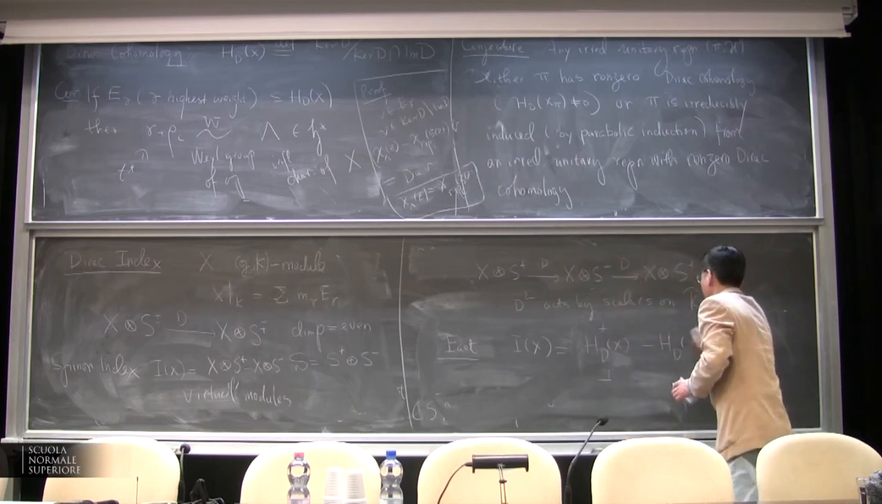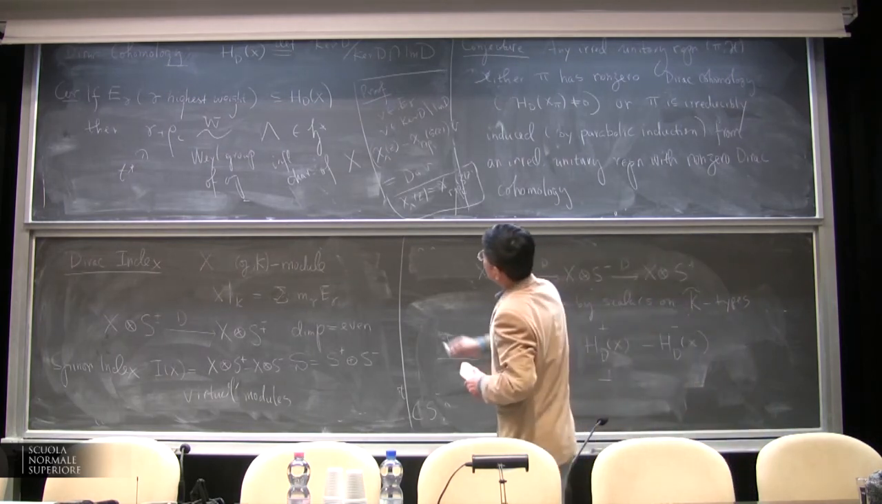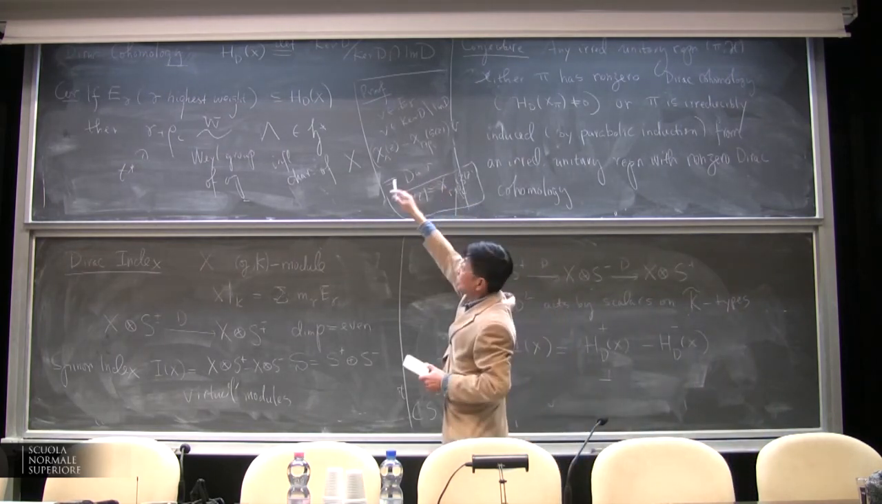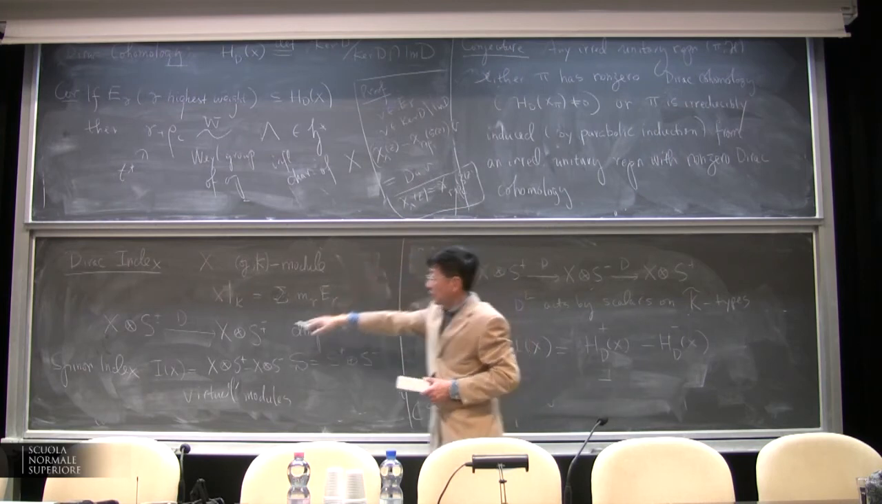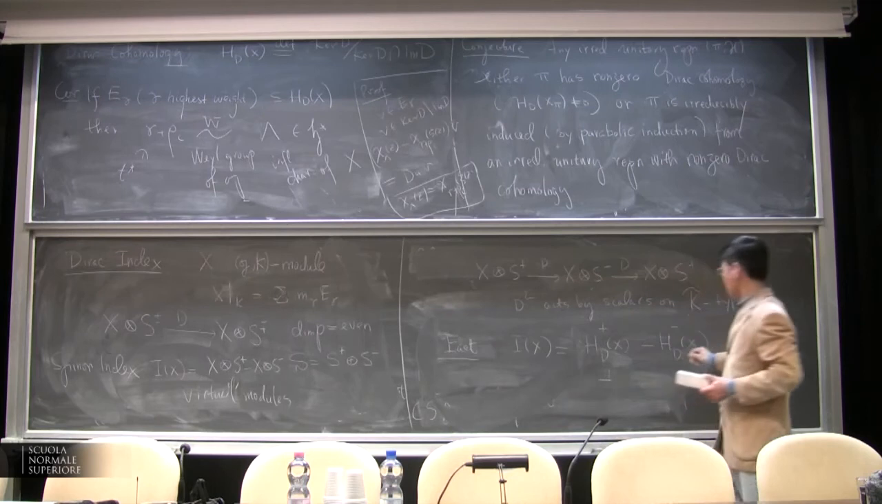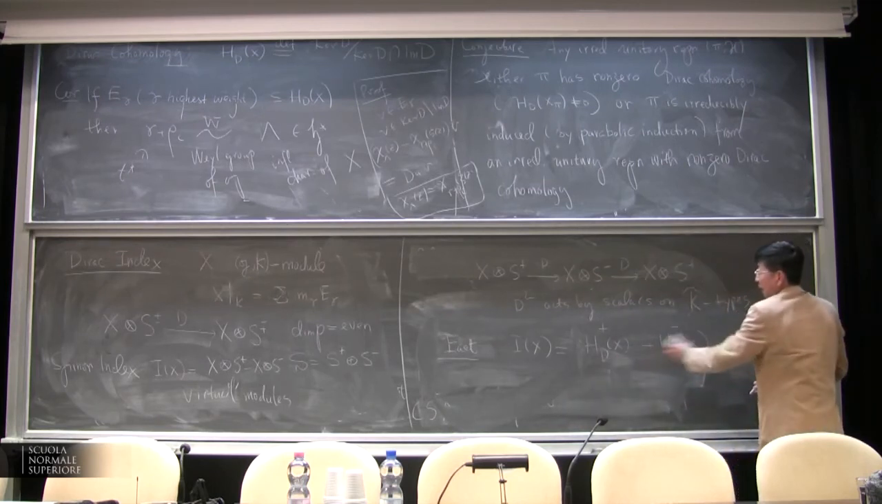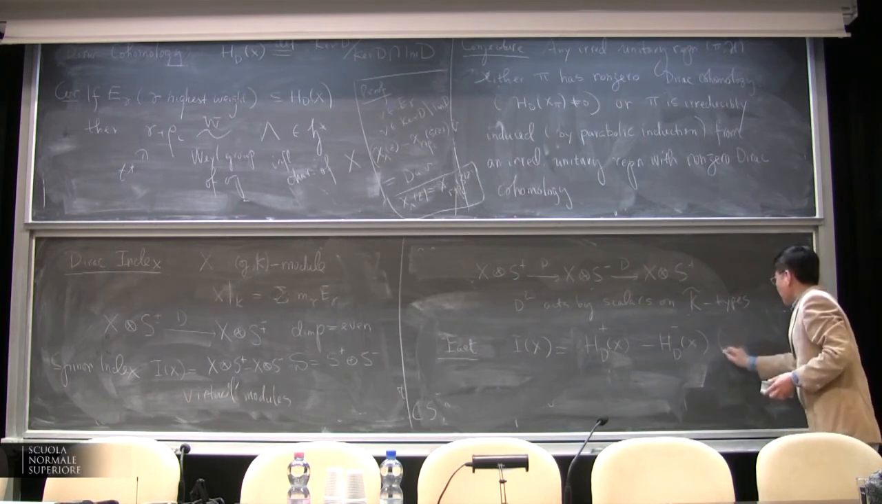So what is this part? When we define the Dirac cohomology, there will also be a part corresponding to S plus and S minus. S plus will be the even part, S minus will be the odd part. So these will be finitely many parts. This is called the Dirac index.